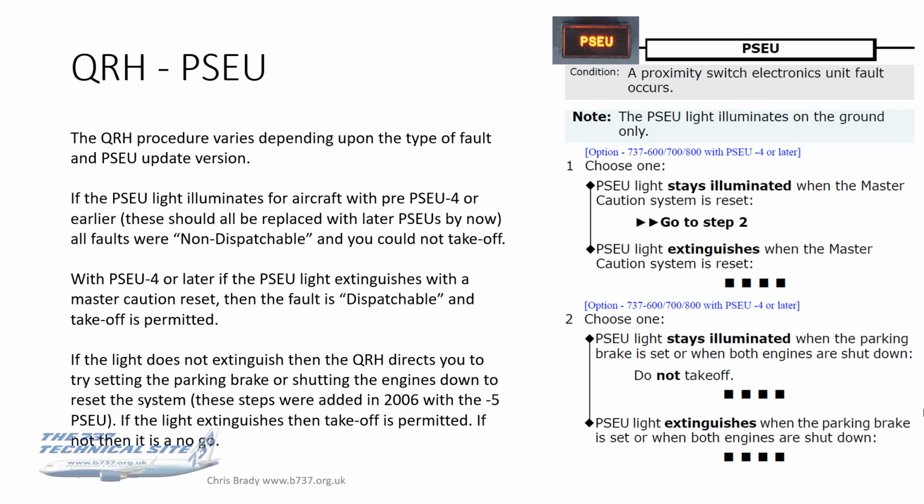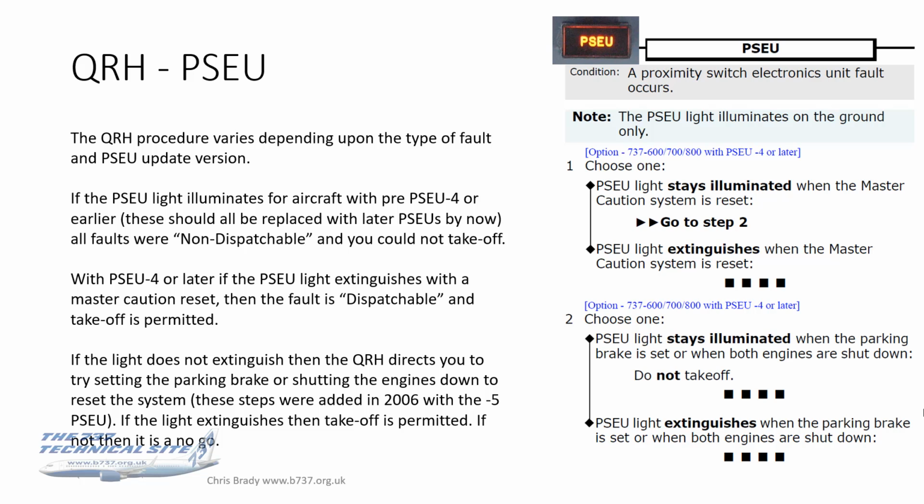The PSEU QRH procedure varies depending upon the type of fault and also the PSEU update version. I'll mention the update versions in a moment. If it illuminates for aircraft with update 4 PSEU, and there should be none of these on the line anymore, all of the faults were non-dispatchable and you couldn't take off. Since update 4, it can now extinguish with a master caution reset, and that gives you a dispatchable fault and takeoff is permitted.